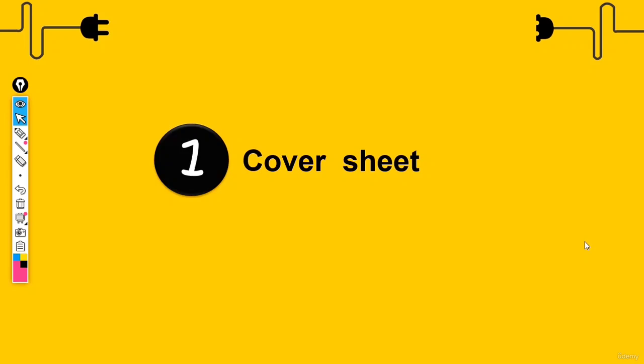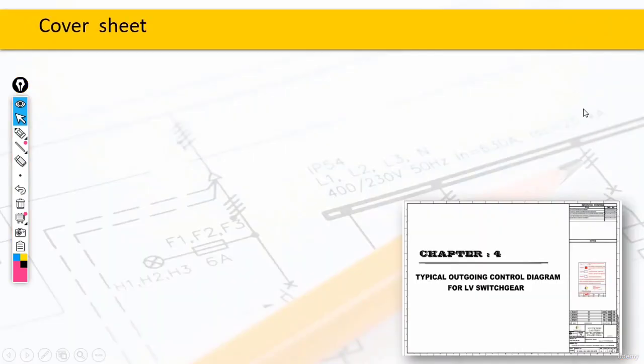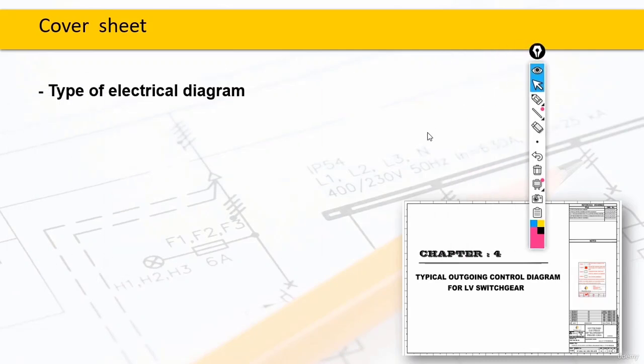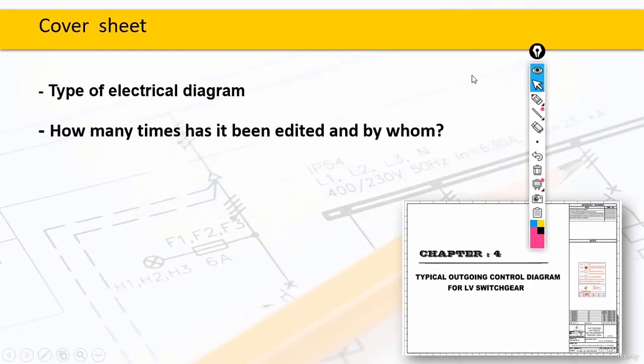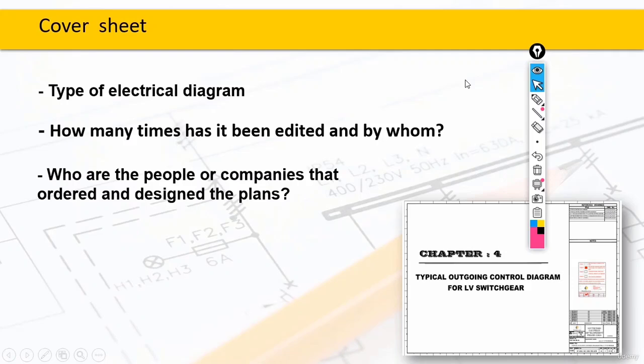Okay guys, in our previous session, we mentioned the name of the sheets that we have. Now let's start talking about them one by one, starting with cover sheets. There is several information that we can get out of these sheets. For example, number 1, the type of the electrical diagram. Number 2, how many times the diagram has been modified and by whom. Then, number 3, we can find out who, as in a person or even a company, has ordered the designed diagram. And number 4, how many sheets this diagram, this plan exactly has.